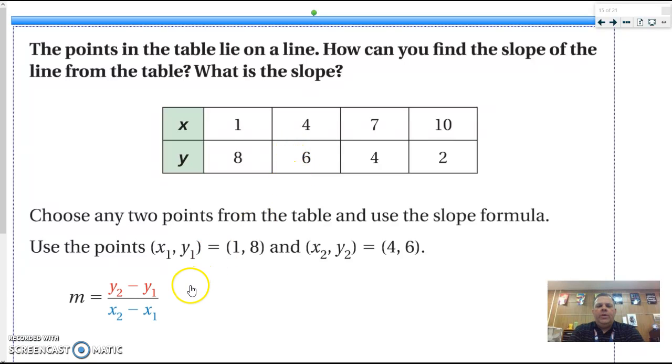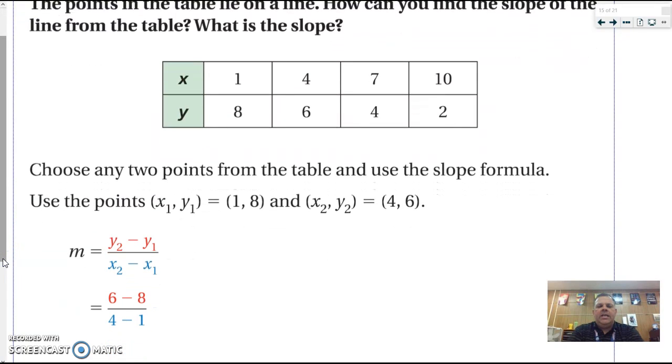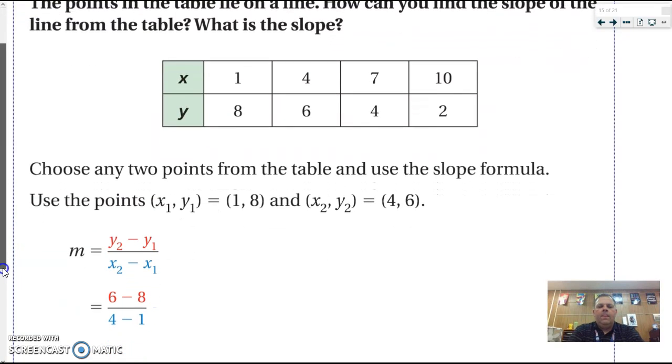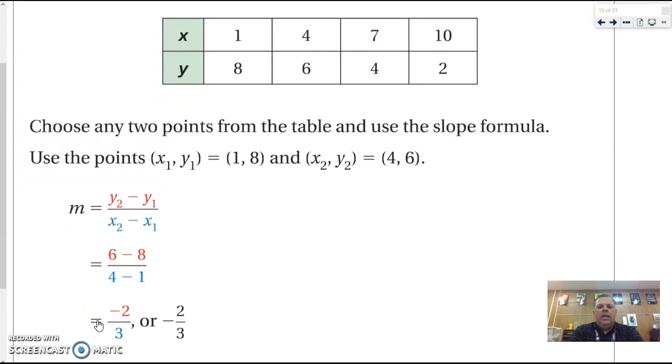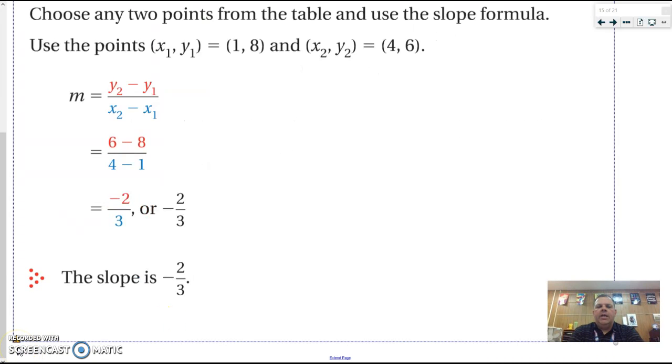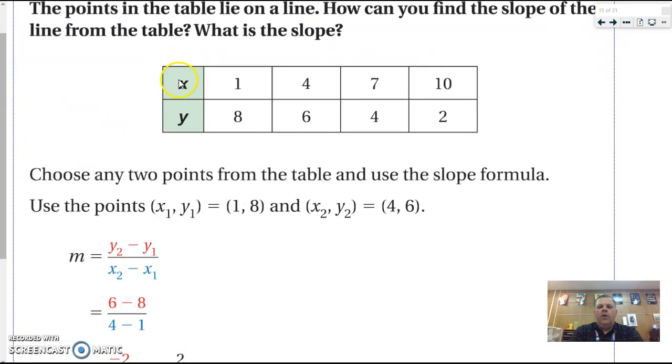When we do those, we still take y2 minus y1 over x2 minus x1. In this example, we get 6 minus 8 over 4 minus 1. That leaves us with negative 2 over 3, or negative 2/3. Therefore, our slope is negative 2/3. We could have chosen any of the points. 10 and 2 and 8 and 1 would have given us the same slope as well.